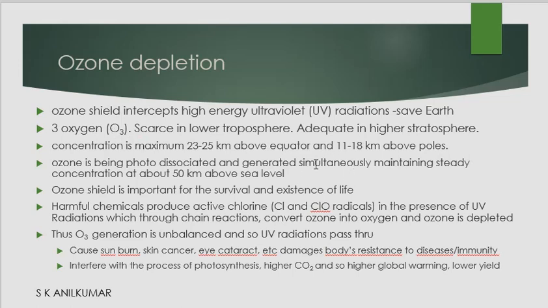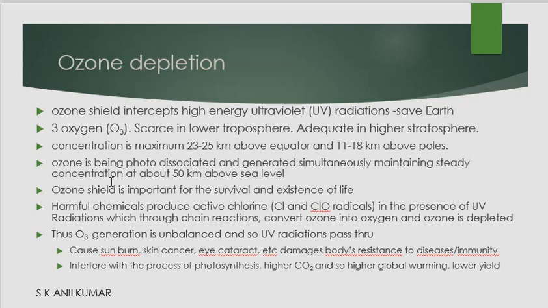And it not only dissociates, it also generates. Simultaneously, at the same time, both happen. O2 and O combine together to form O3, and some O3 splits into O2 and O. So this is dissociation and generation. This keeps happening simultaneously, and so the balance is maintained. The concentration of the ozone is maintained. And this is happening at about 50 km above sea level.